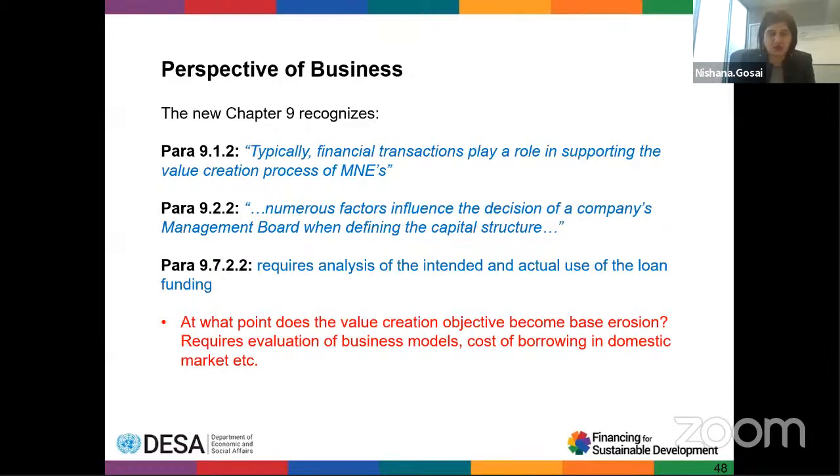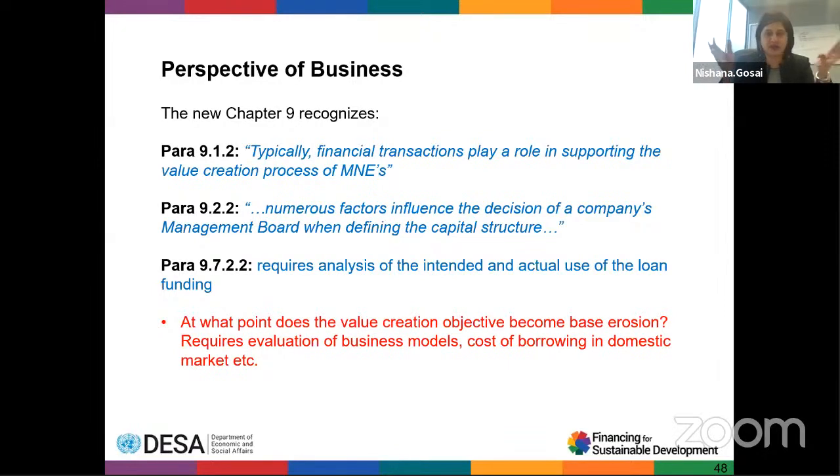And this is an important consideration in a South African context, because as I said, you've got a general rule that says if the loan is not used in the production of income for the purpose of trade, you can deny your interest deduction at that point. You don't need to get to an arm's length transfer pricing analysis. But all of these considerations bring you to the point to say, at what point does the value creation objective of a business become base erosion in the mind of a tax administration?